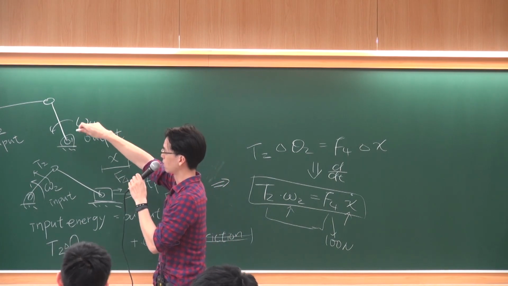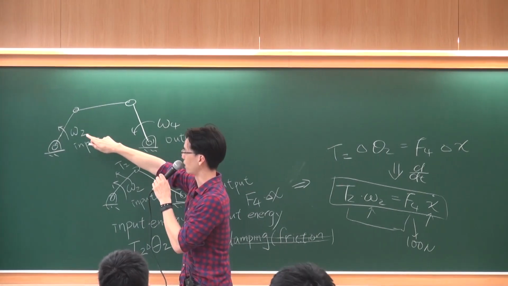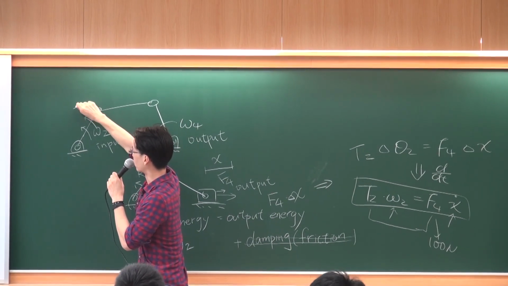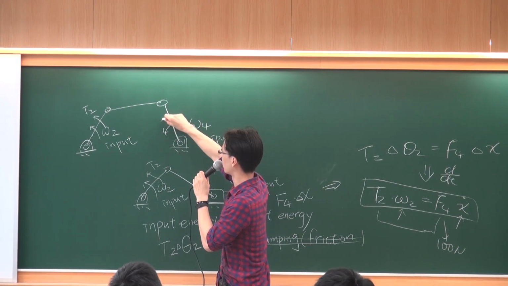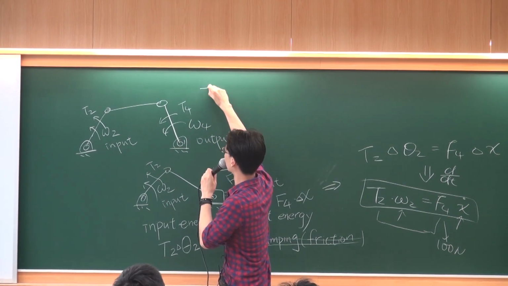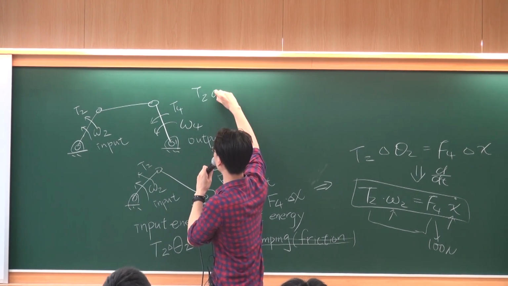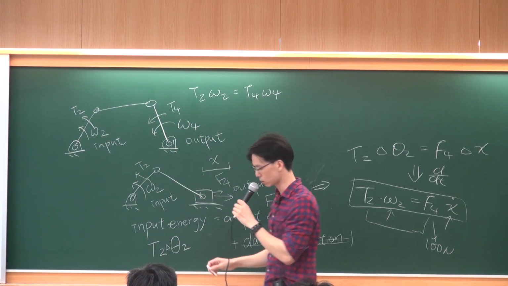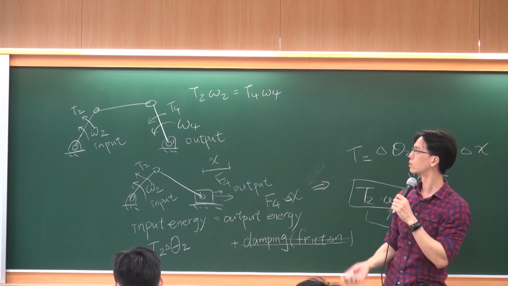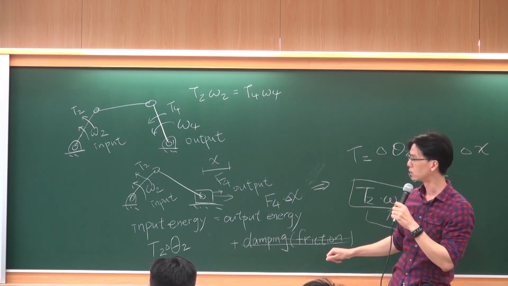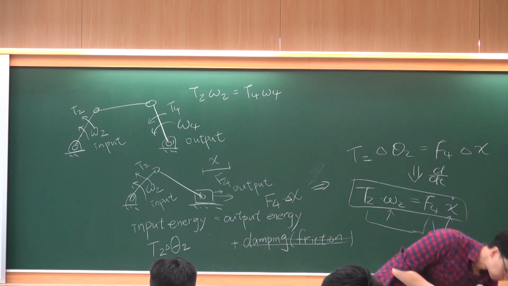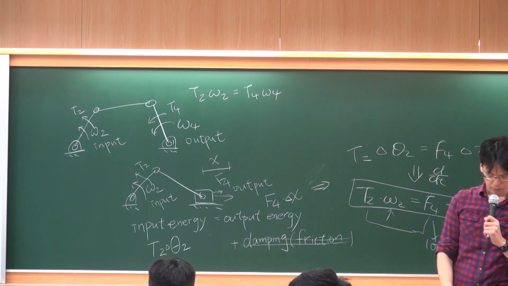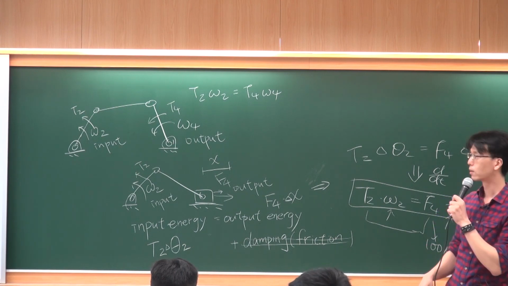So in this case, I use omega 2 as the input, omega 4 as the output. And let's say I apply the T2 here, then here I will get T4. Then you can get a similar equation, T2 omega 2 equals T4 omega 4. Any questions?